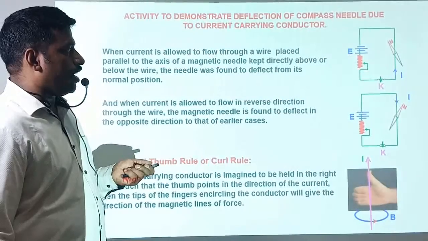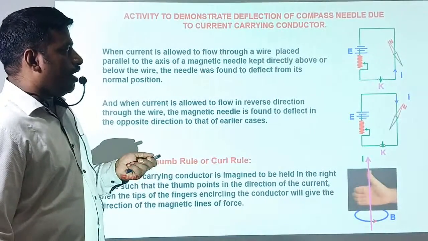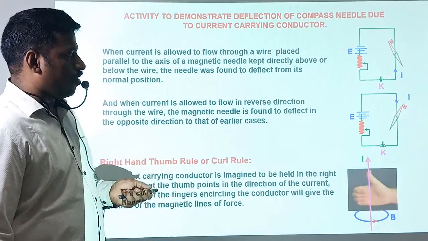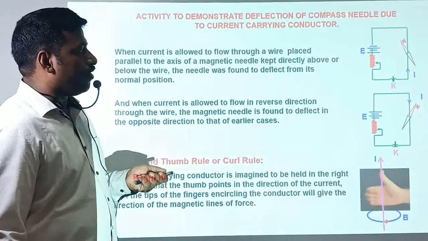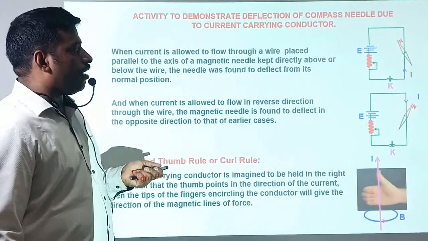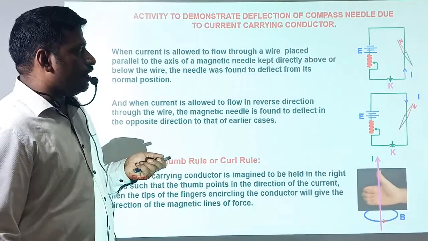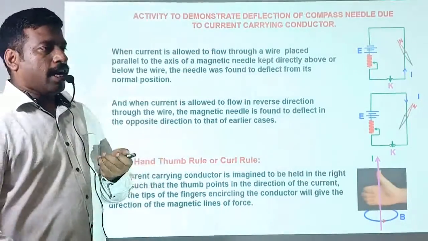So here, if I take this in a forward bias, then this is in reverse bias, or if this is in anti-clockwise direction and this is in clockwise direction, you can see the direction of the compass needle is showing different when we are keeping the current carrying conductor over the compass needle. So this you will study over the activities.